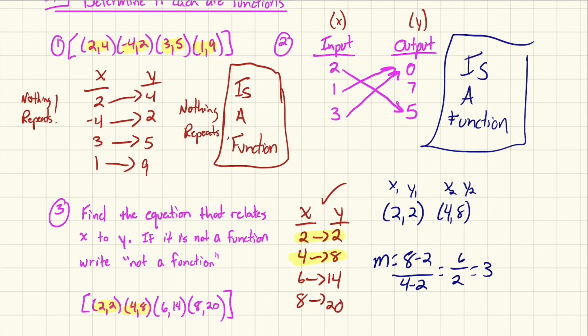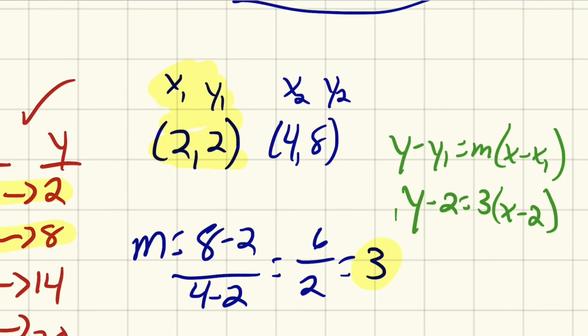All right, so I've got my slope. That's good news. I also have a point, so I can put this into point-slope form, which is y minus y sub 1 equals m times (x minus x sub 1). That's our equation of a line that we talked about back in chapter 6. Y minus y1, which is 2, equals our slope, which is 3, times (x minus x sub 1, which is 2).